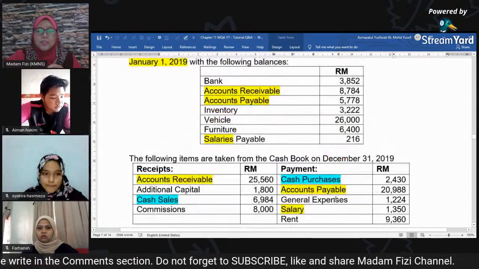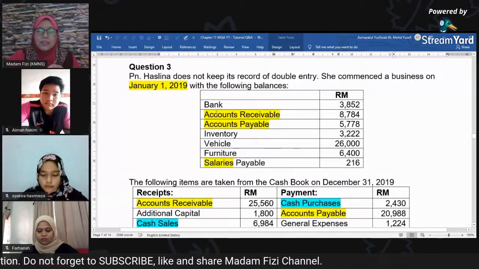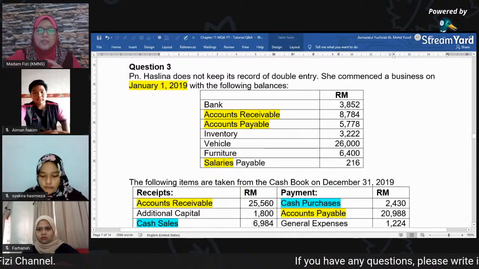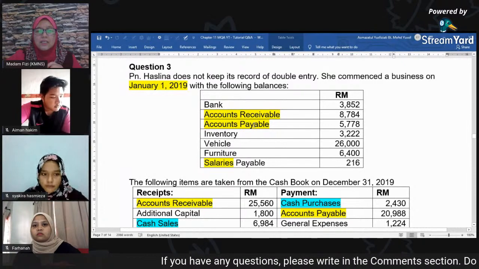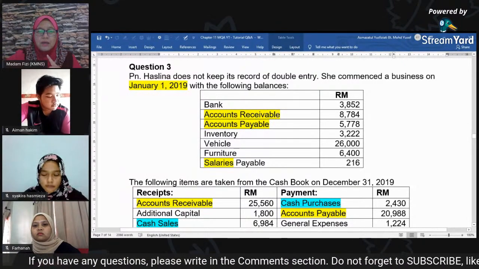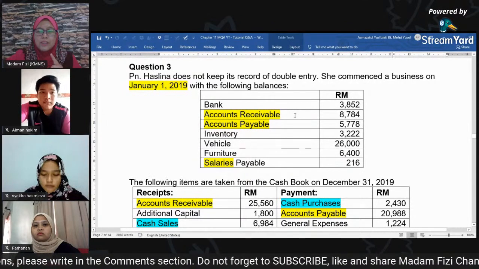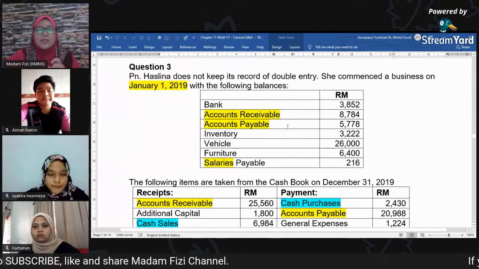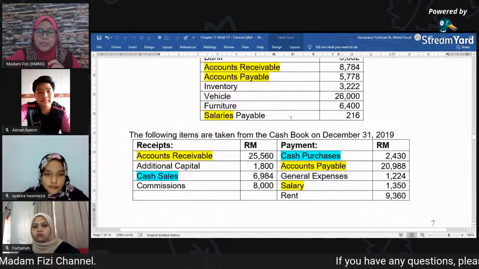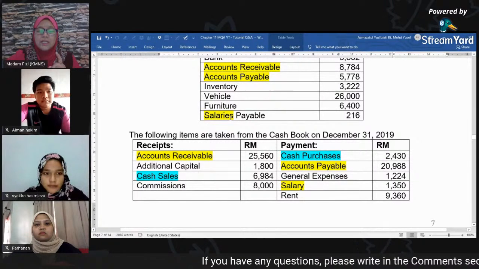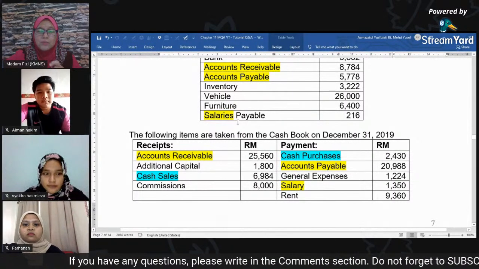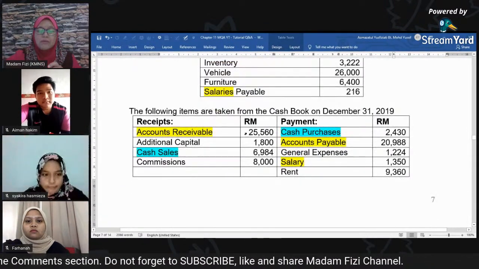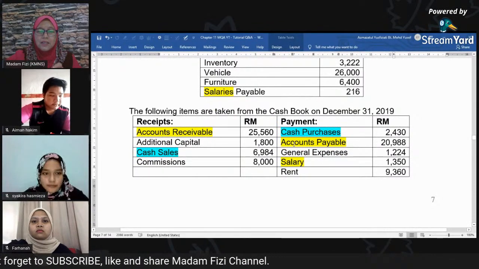Okay. So you can see here, I have highlighted a few items. Okay, accounts receivable, accounts payable, because it means that we have the sales credit and also purchase credit. Okay, next is the salaries payable. So that means we have salary expenses. So you have to open the T accounts also. Okay, and what I highlighted here is what we have to put in the T accounts.